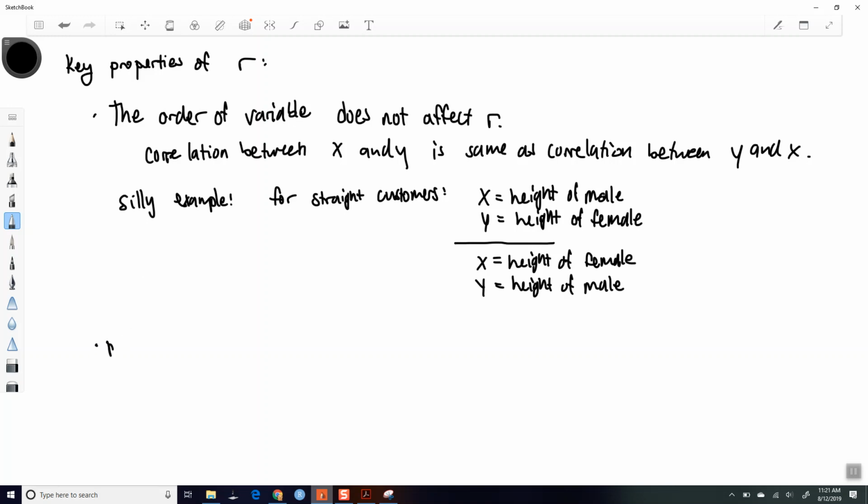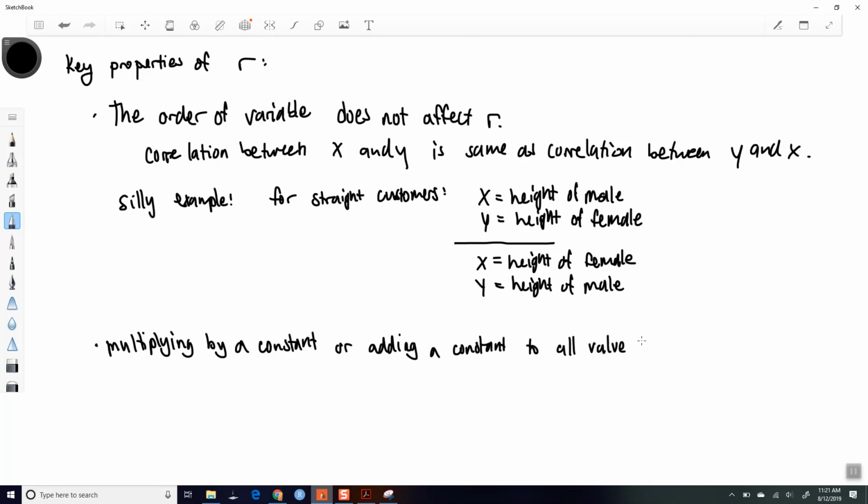Another thing, okay, multiplying by a constant or adding a constant to all values will not affect the correlation.